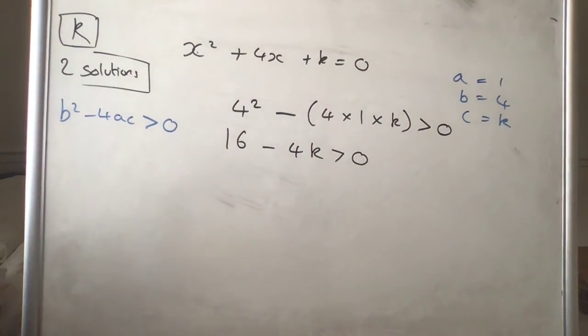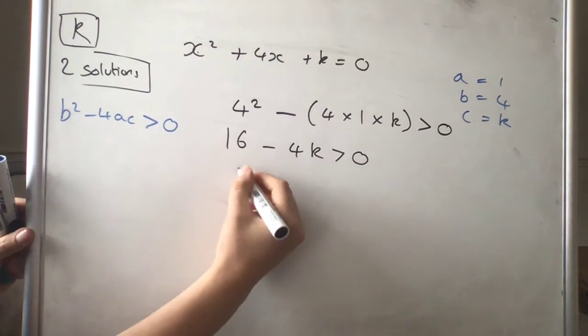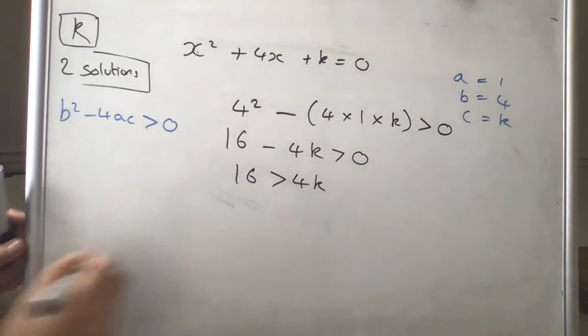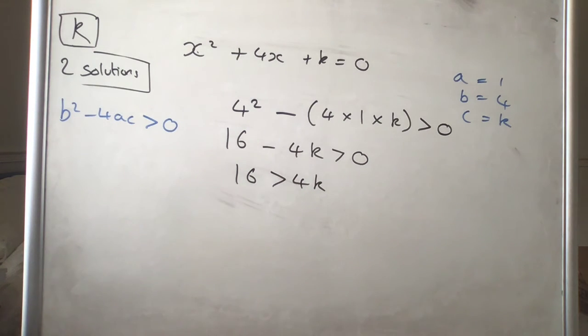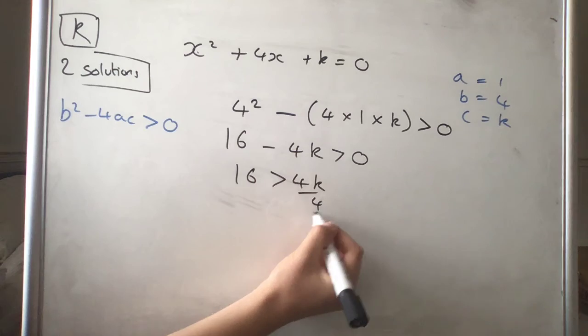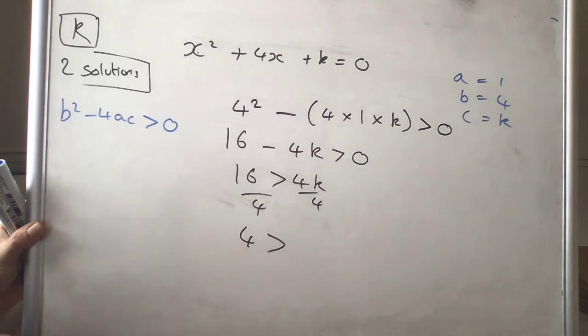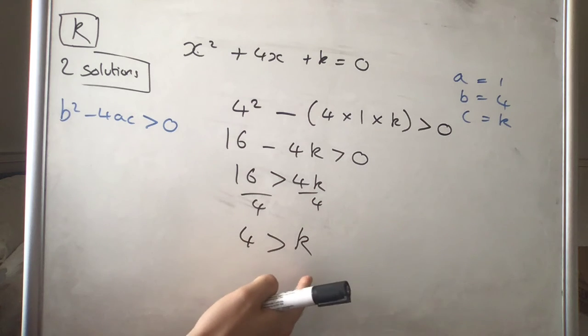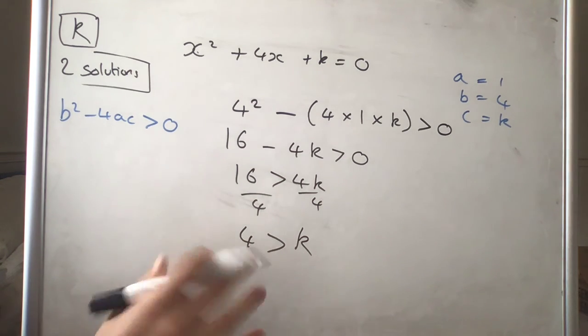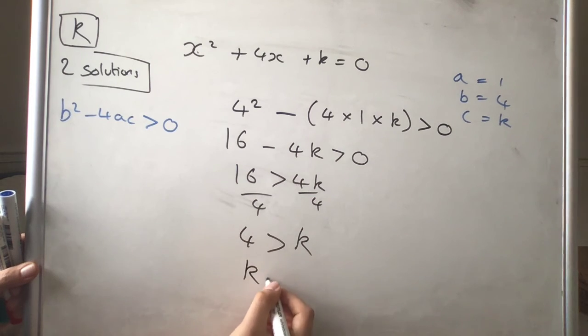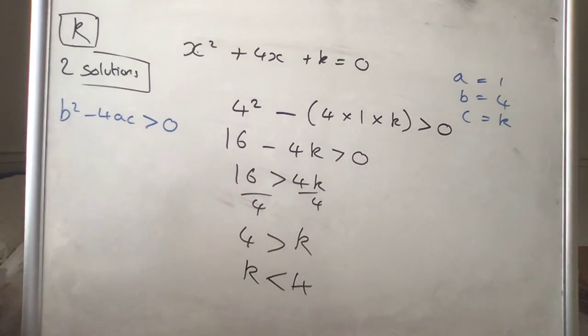And simply we're going to add 4k to both sides to give us 16 is greater than 4k. And we can divide both sides by 4. 16 divided by 4 is going to give us 4, and 4k divided by 4 is just going to give us k. And it's always good to try and put your unknown on the left-hand side, so we can just switch this round to say that k is less than 4. Okay. So in other words, for any value of k less than 4, the equation will have two distinct solutions.